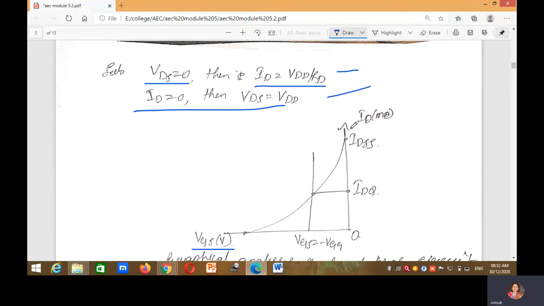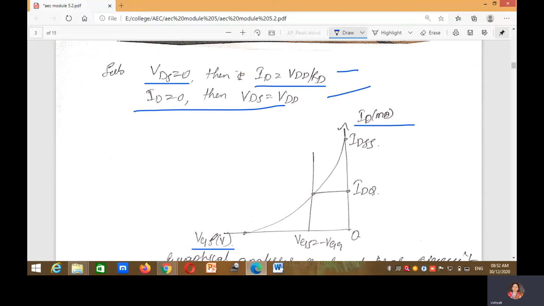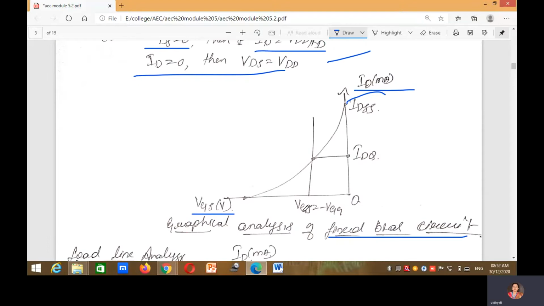VGS versus ID. When VDS is equal to 0, ID is equal to VDD divided by RD. When ID is equal to 0, VDS is equal to VDD.